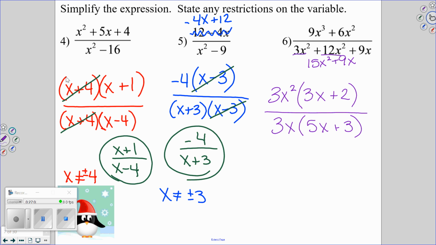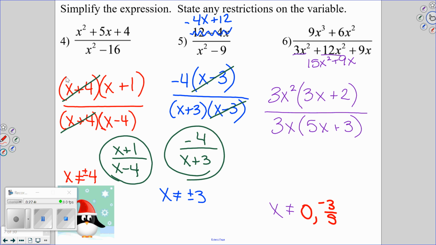That's not my next step. What's my next step? Restrictions. X cannot equal 0. Just one. If that was an x squared, there would be 2 of them. And negative 3 over 5. Solve this, the bottoms. That would be a 0, and then that would be negative 3 over 5. Yeah, always the denominator when we're doing restrictions. This is technically still the same denominator.